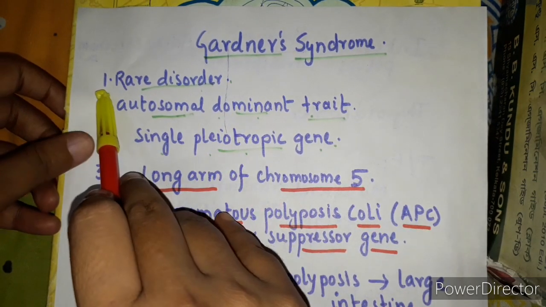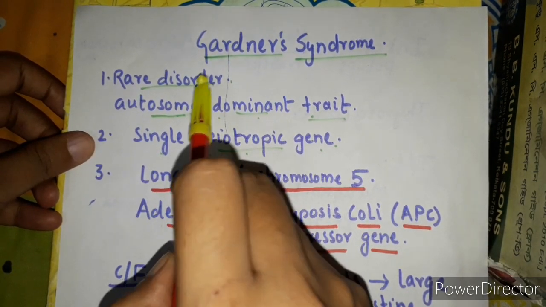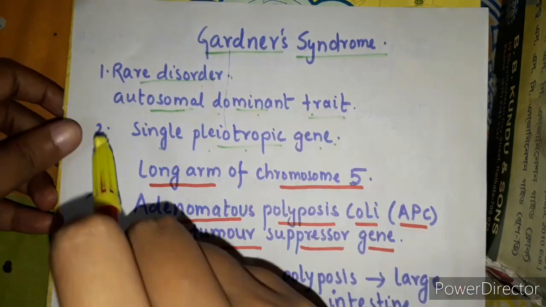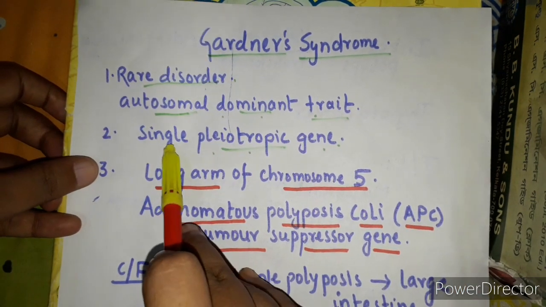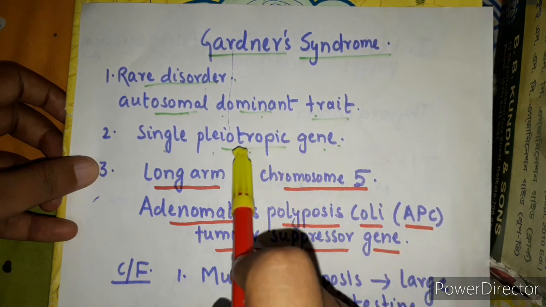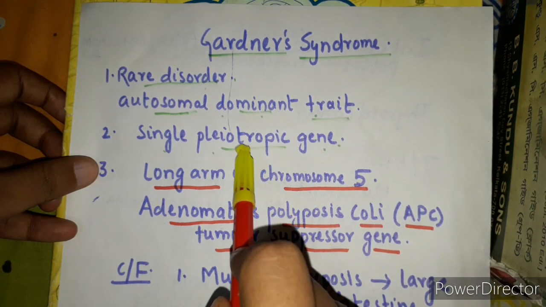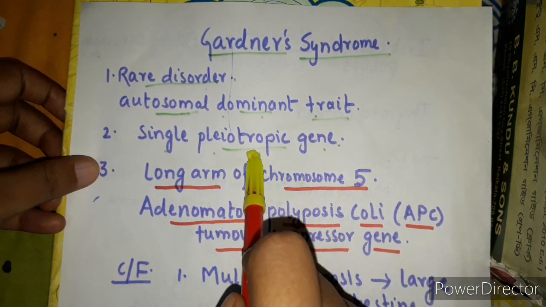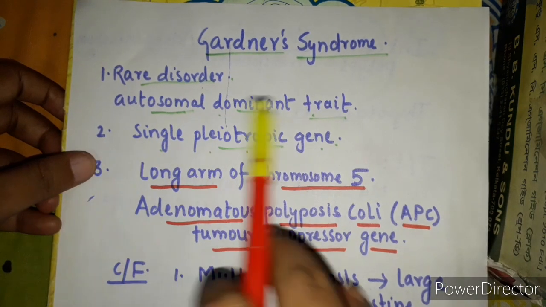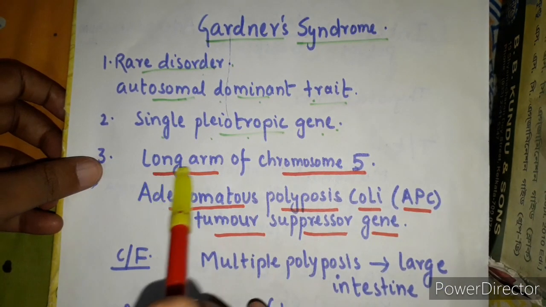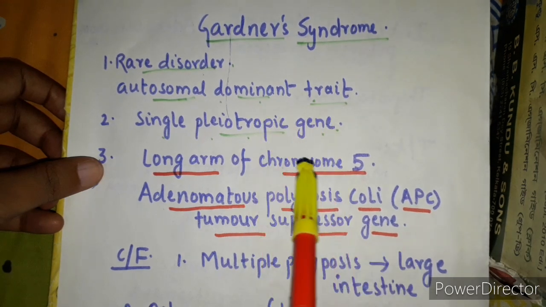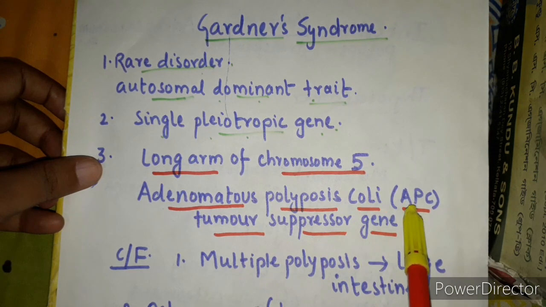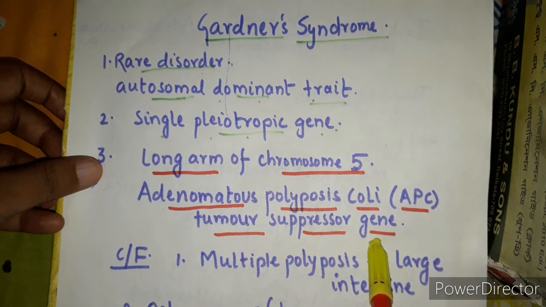The first point is that it is a rare disorder and it is inherited as an autosomal dominant trait. Our second point is it is due to a single pleiotropic gene. And what do we mean by pleiotropic gene? A pleiotropic gene is a gene that exhibits multiple phenotypic manifestations. The gene is located on the long arm of chromosome 5 and the gene is identified as adenomatous polyposis coli, that is APC tumor suppressor gene.